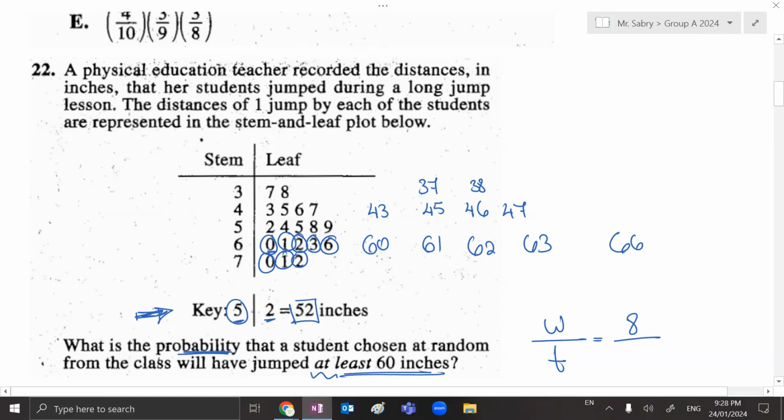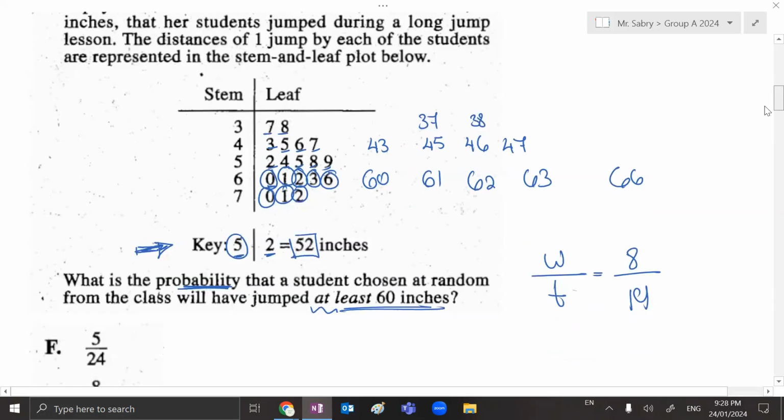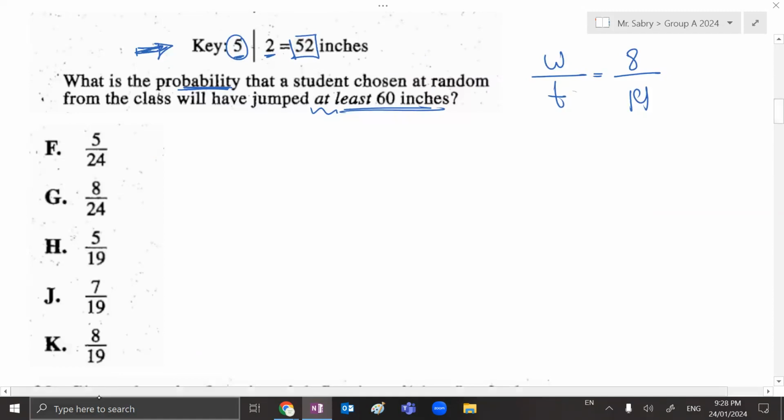How many are there? How many different ones are there? I have to count برضو all the leaves. Apparently I have 1, 2, 3, 4, 5, 6, 7, 8, 9, 10, 11, or 8. So that's a total of 19. So it's 8 over 19, perfect. So when you look at the choices, it's clearly there as it is. It's not even simplified. 8 over 19. Does that make sense, everyone? Yes. Perfect.